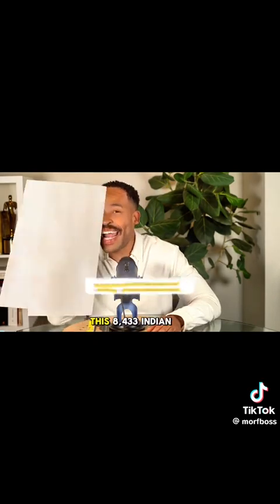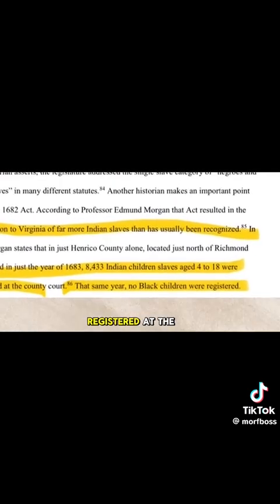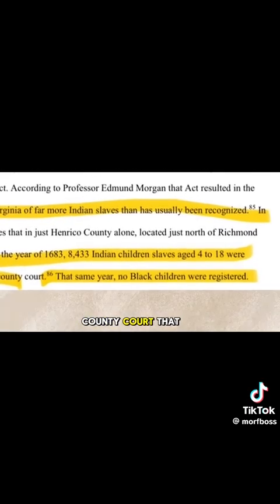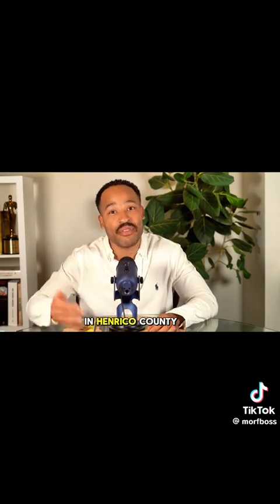In fact, Morgan states that Henrico County alone, located just north of Richmond, Virginia today, in the year 1683, get ready for this, 8,433 Indian children were enslaved. Ages 4 to 18 were registered at the county court. That same year, not one African enslaved child was registered. So there were 8,433 enslaved Indians in Henrico County alone. Not one was African.